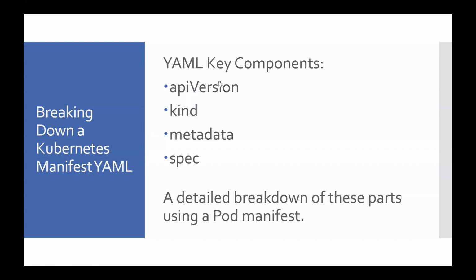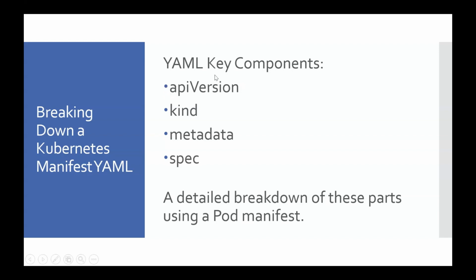For the API version, you will have to write the API version which you might be using inside your Kubernetes cluster or Kubernetes manifest. It depends on the resource which you are creating. Suppose you are creating a pod, you will just write the API version as v1. If you are creating a replica set, you can write the API version as apps/v1.